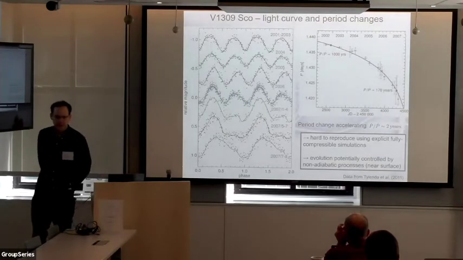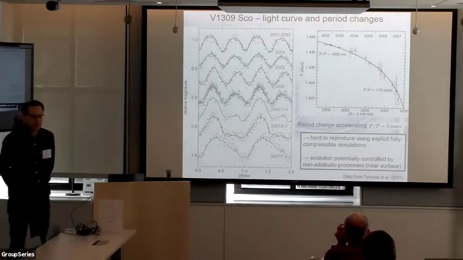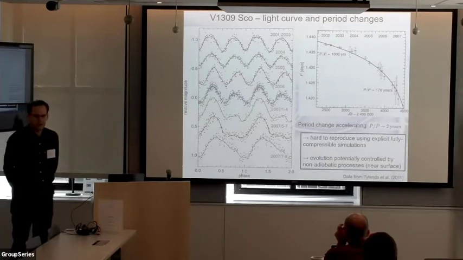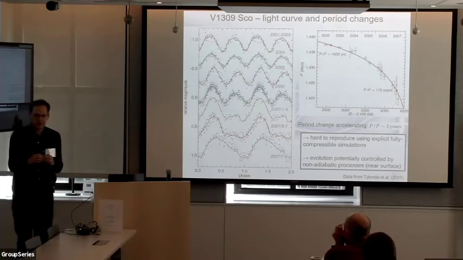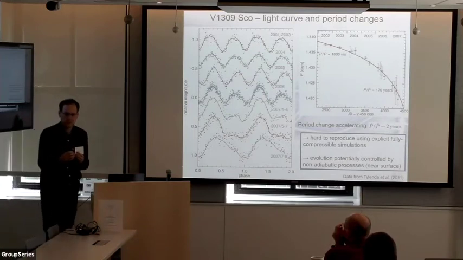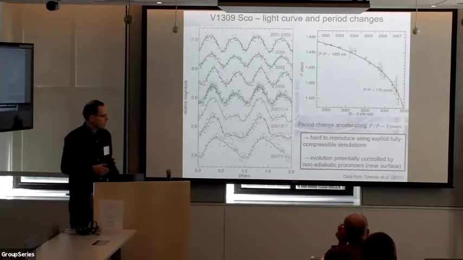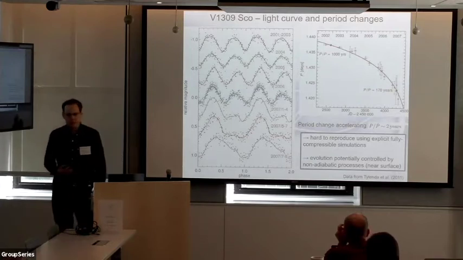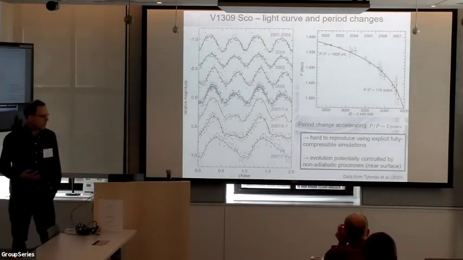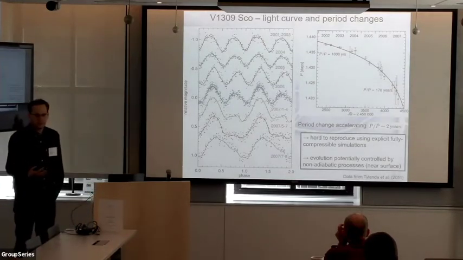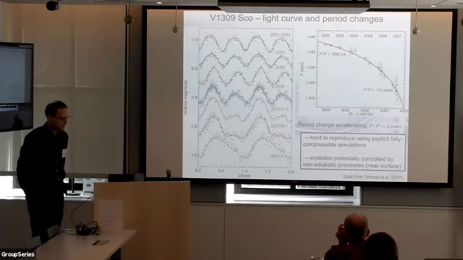On one hand, this is a lot. This is probably the highest ever recorded period change, maybe surpassed by LIGO binaries. But on the other hand, it's only 2%. So this means that the physical size of the object changed only by about 2%. This long-term behavior means that it's very hard to reproduce what we are seeing in this event using the usual explicit fully compressible simulations. This is about 2,000 orbits or so.